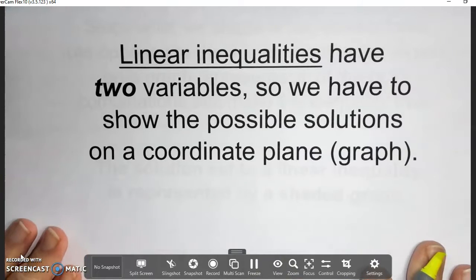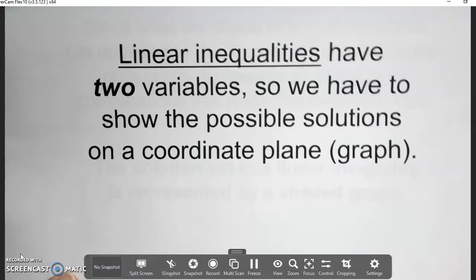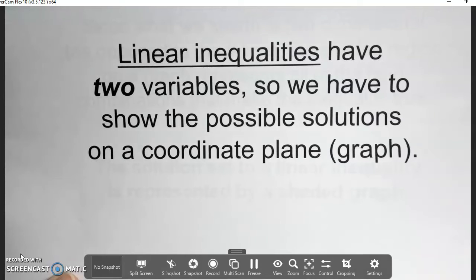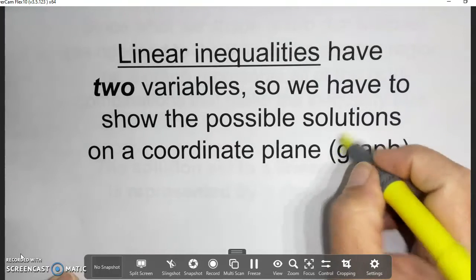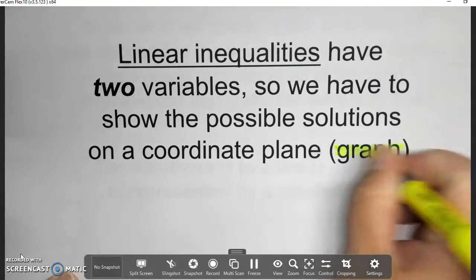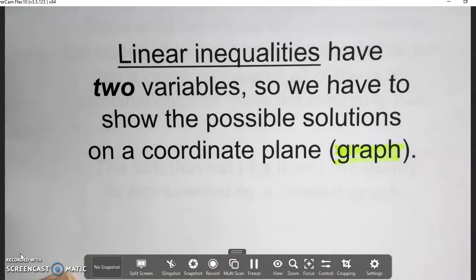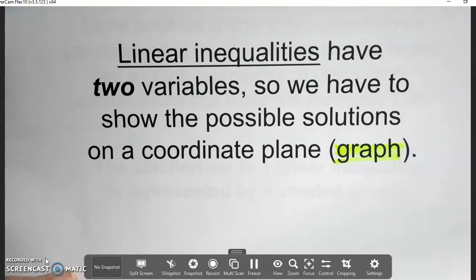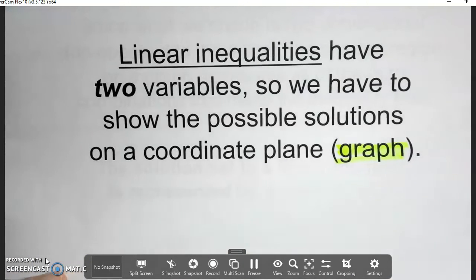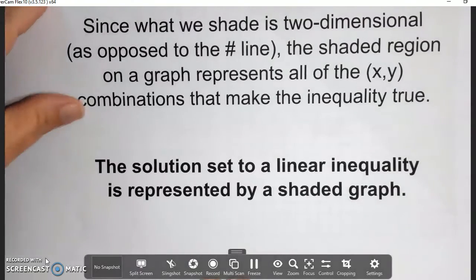Going to talk about linear inequalities with two variables. So this is going to have an x and a y. And we want to talk about all the possible solutions on the coordinate plane or on the graph. So to get your solutions for a linear inequality with two variables, you're going to answer in a graph. Like the solution set is so big you have to have a graph.